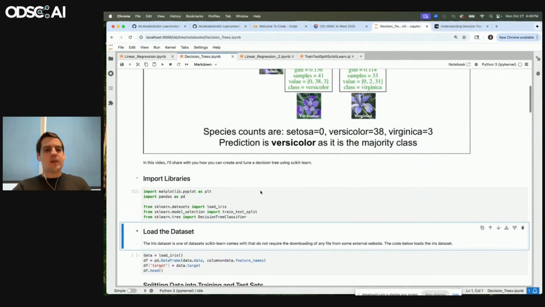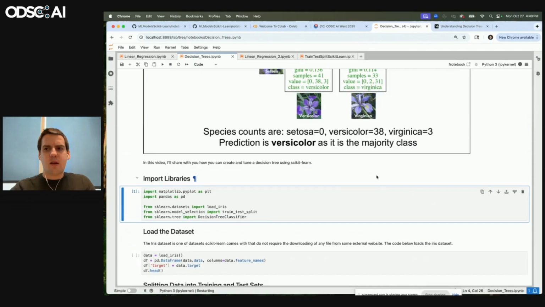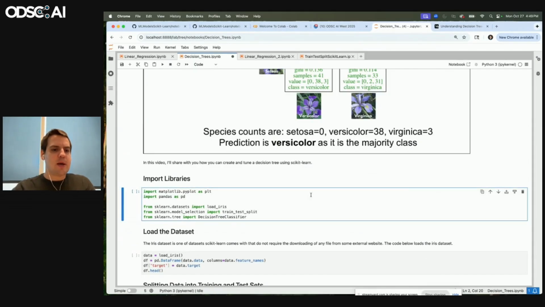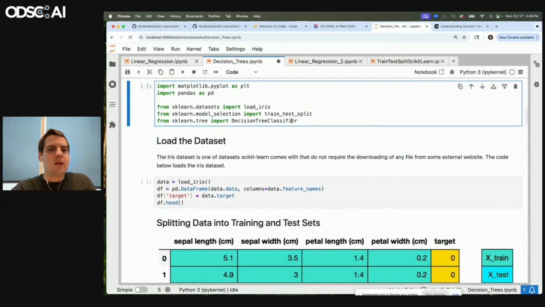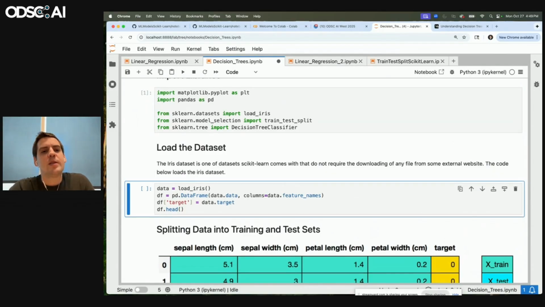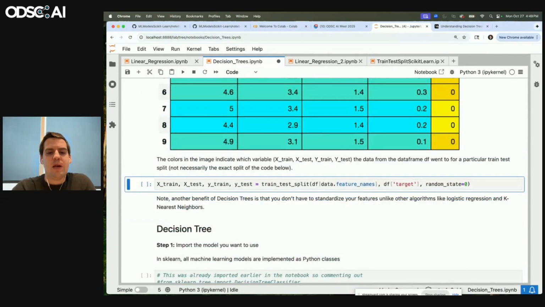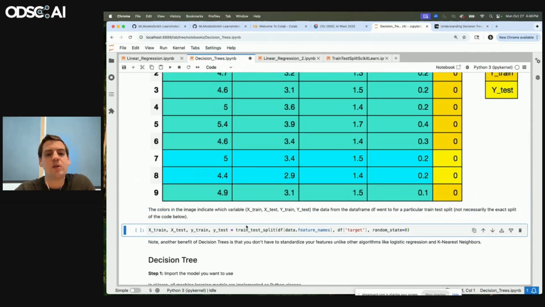Okay, so let's go through this notebook and see how much we can go through in time. Like usual, we import the libraries we want to use. We're doing a simple iris data set to keep it very relaxed. We're doing our train test split, and all this code is really doing is separating out our data frame into a training set and our testing set.